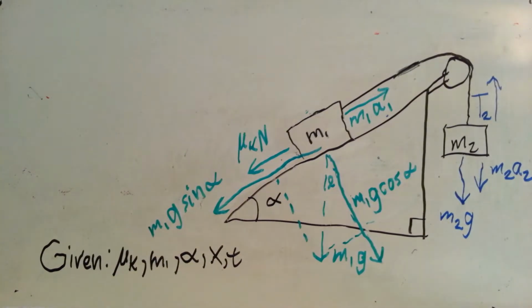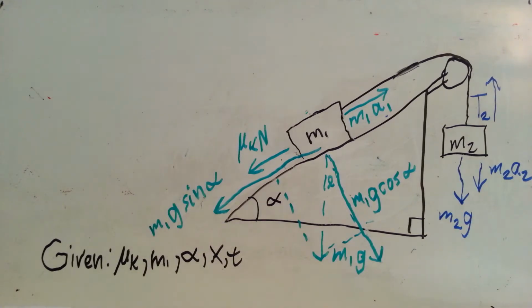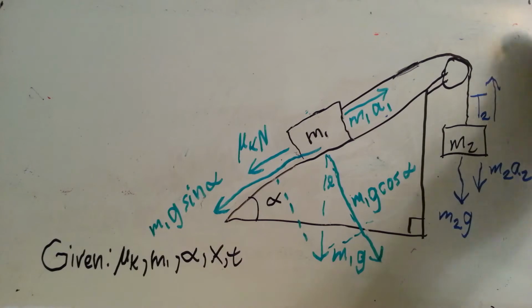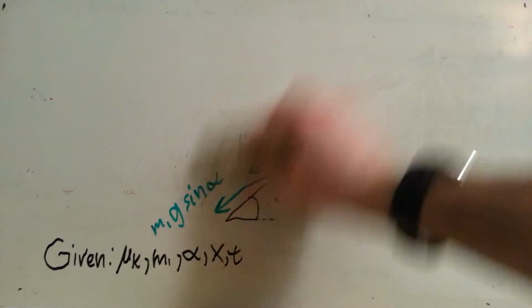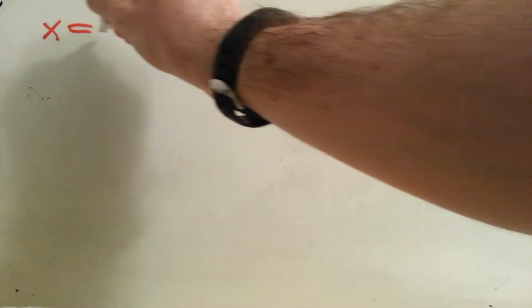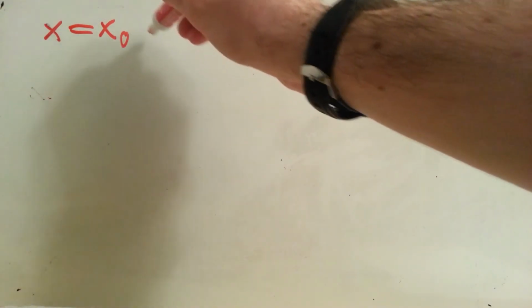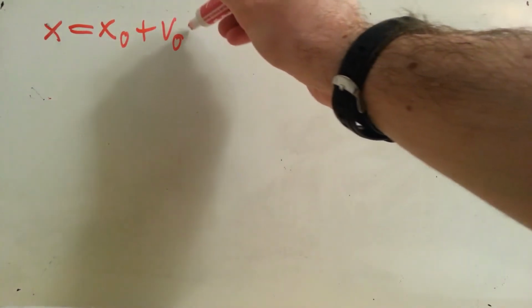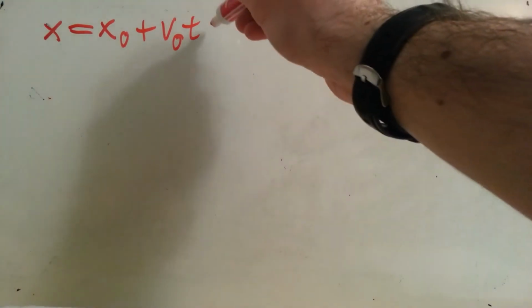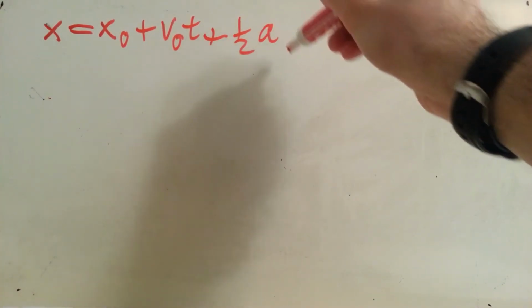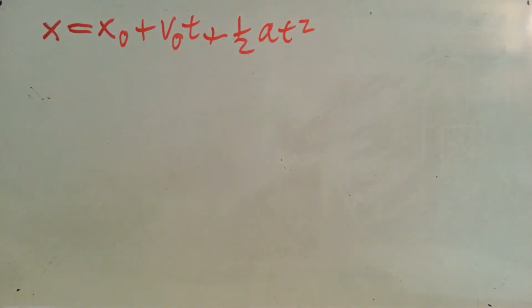Okay, so remember, in the original problem, we were given how far it fell in a certain time t. So what do we know that relates time and position? Hopefully you all said the position function really loudly and excitedly. I'll pretend that you did. So x is, I'm just writing the position function down, x naught, your original position, plus v naught, your original velocity, times t, plus 1/2 a, your acceleration, times t squared. It's just the position function. Can't be new to anyone.